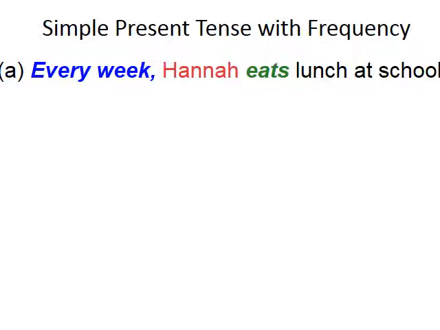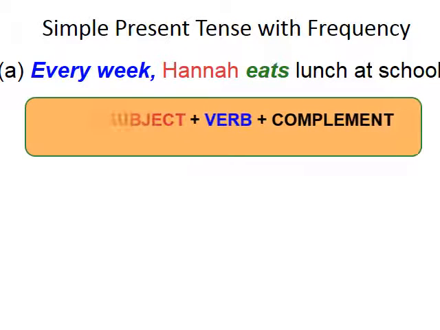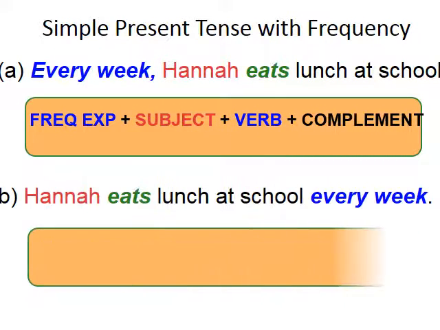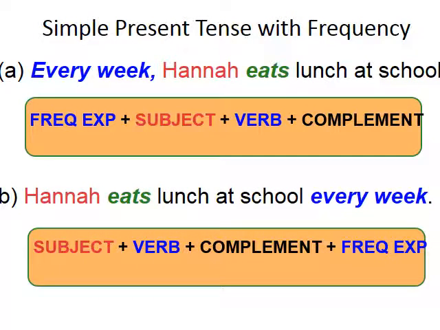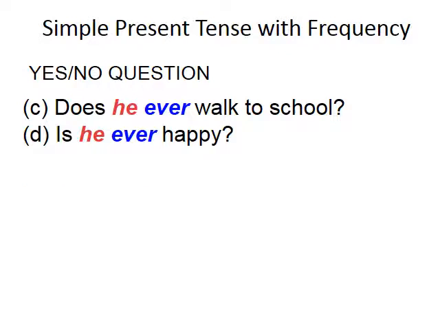There's also frequency expressions like every week. Every week can be put at the beginning of the sentence followed by a comma. But it can also be put at the end of the sentence, and in this case, it's not followed by a comma. But it can't be put in the middle of the sentence. So saying Hannah every week eats lunch at school is incorrect. With the frequency expressions, or the frequency phrase, whichever word you want to use, it has to go either at the beginning or at the end.